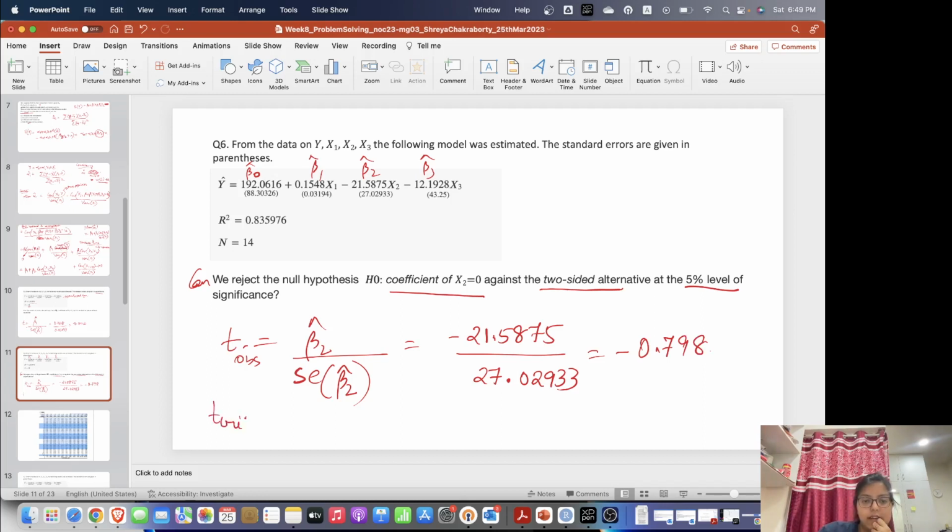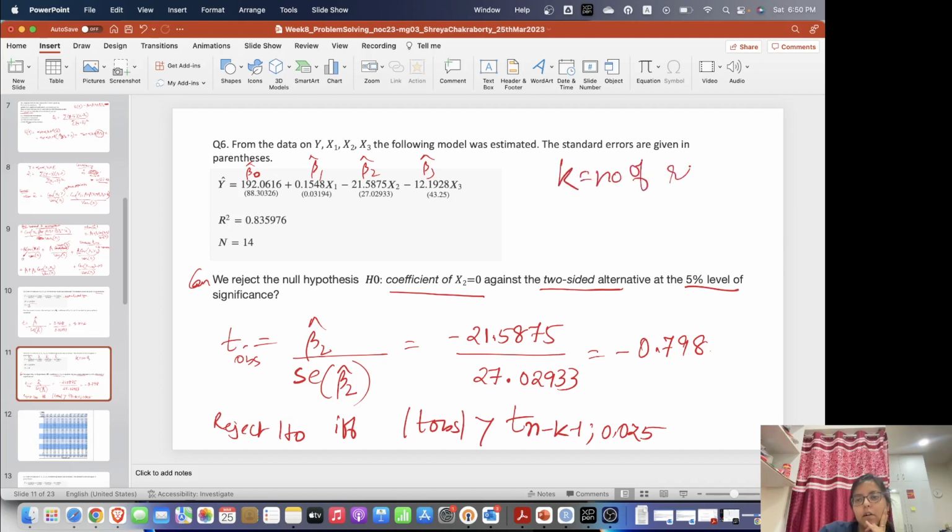And the t critical value, so as I said, the rejection rule is we'll reject H naught if and only if modulus of t observed is greater than t n minus k minus 1, 0.025. So here k is the number of regressors. We have 1, 2, 3 regressors, and another one is for the intercept, and n is 14. So n minus k minus 1 is 14 minus 3 minus 1, that is 10.